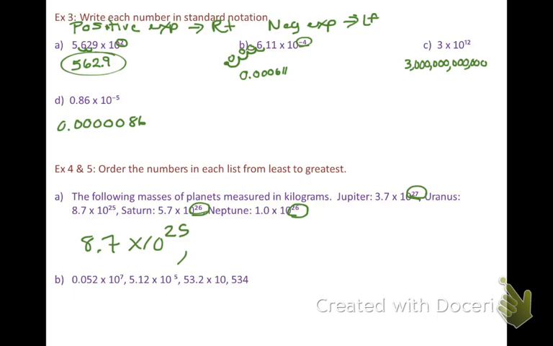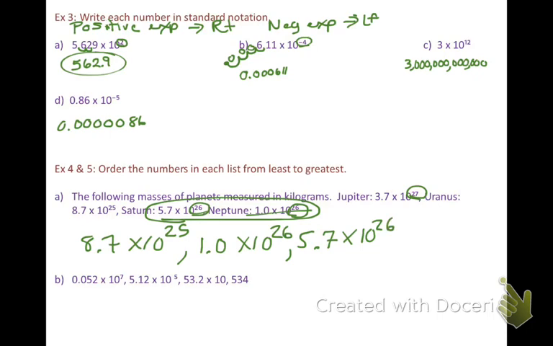From there, since there are two of them, now you look at the big numbers. Which number is smaller, 1.0 or 5.7? 1.0. Can we just put 1? Yes, you can. And then you have 5.7 times 10 to the 26. What's the biggest mass? 3.7 times 10 to the 27th. Very good. We all should have known Jupiter is the biggest planet.